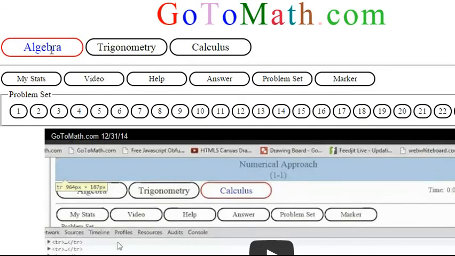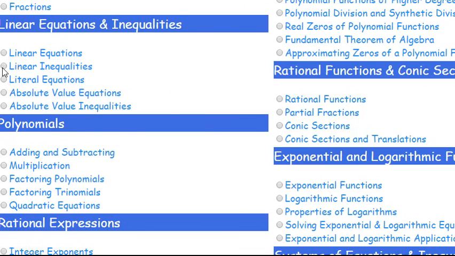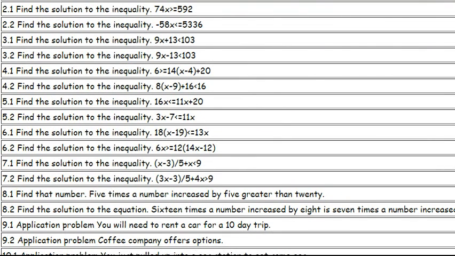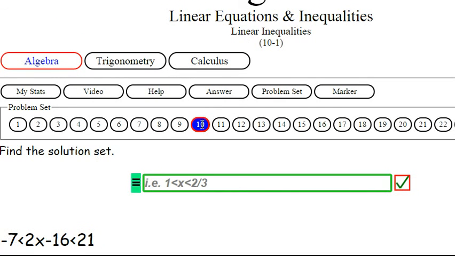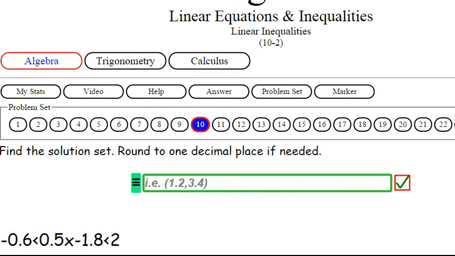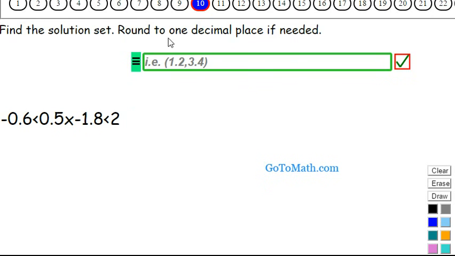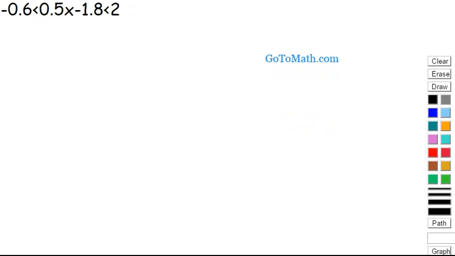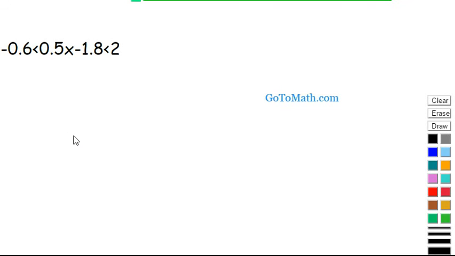Okay, we're here at gotomath.com, linear inequalities. I think I need to update that. We're doing 2.2, thank goodness. We're done with this section, at least for now, as it stands. Alright, find the solution set, round to 1 decimal place if needed. So I had to throw one of these in there, in the mix. It had to be done.